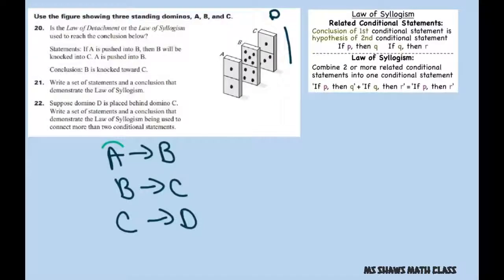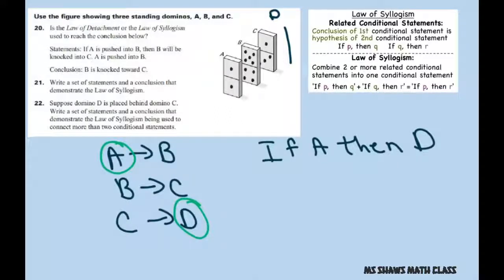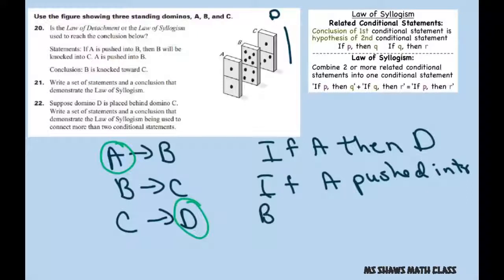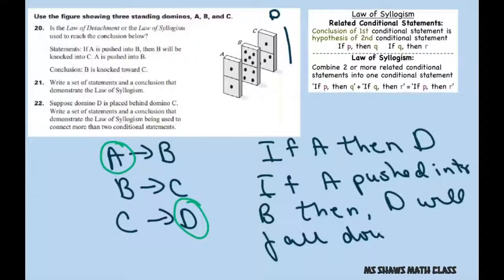That means that A is going to knock into D, or A pushes into D. So you would write, if P, so if A, then D. And that would be, if A is pushed into B, then let's just say D will fall down, or gets knocked over. All right.